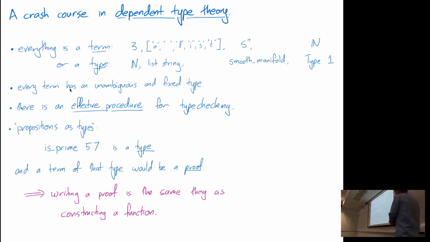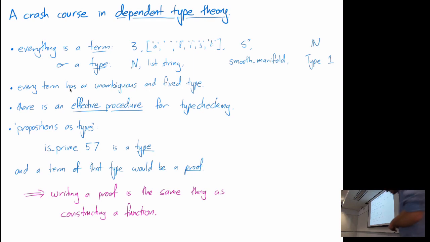So, dependent type theory. The really, really short version of dependent type theory is that you should stop writing x is a natural number or x is a point of some manifold M, and you should just start writing x colon natural number, and you're done. You're now using dependent type theory rather than set theory.